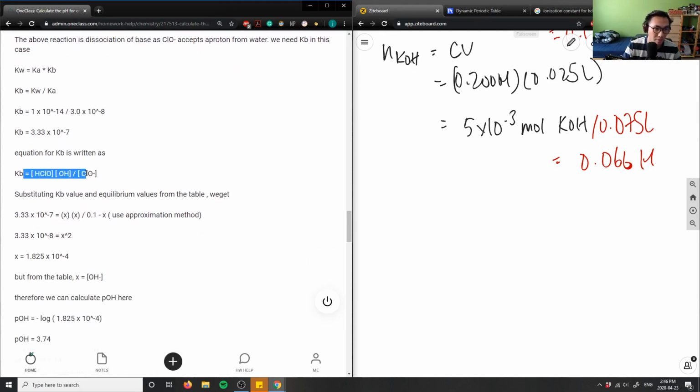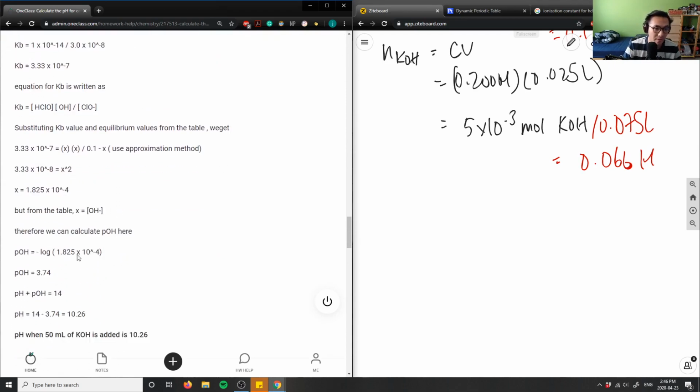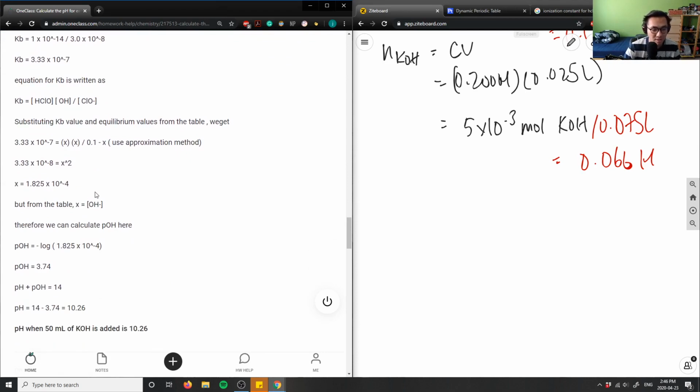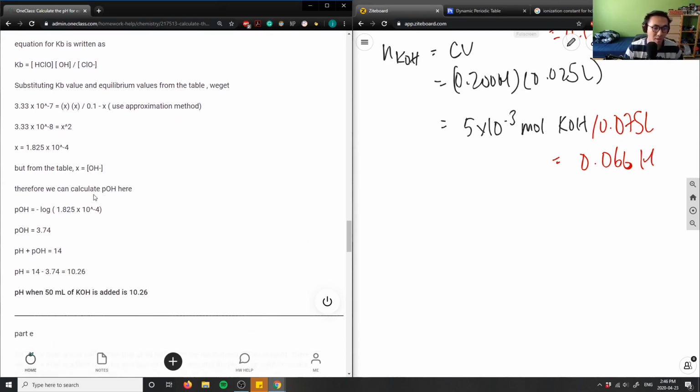Then you could write out your equation for the dissociation constant. So again, ClO minus plus OH minus, the hydroxide ion, over your ClO minus. That's good. And again, you have your ice table here. You substitute here, you get X equals 1.825, which is equal to the concentration of hydroxide ions. So now you can use pOH equals negative log of the hydroxide ion to get pOH, and then you simply subtract it from 14 to get your pH here.